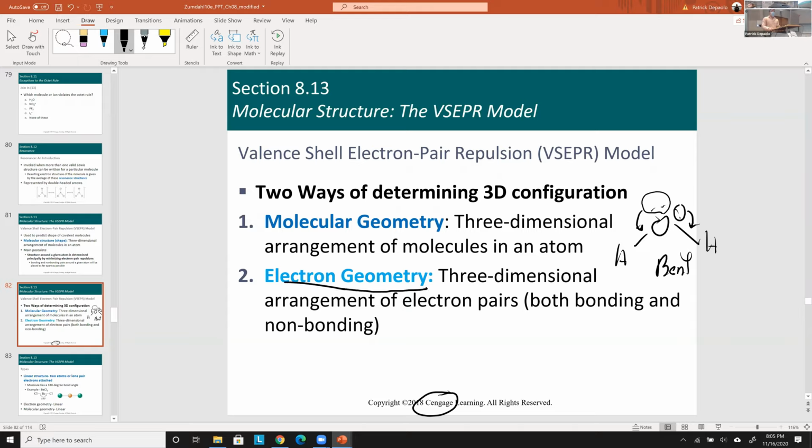which is called electron geometry. The electron geometry is the three-dimensional arrangement of electron pairs, and this corresponds to both bonding and non-bonding electron pairs. We look at them indiscriminately. So, for example, for water, it won't be bent anymore, because water has technically 4 electron pairs. It has 2 that are bonded and 2 that are not bonded. We can consider all of them to be equals here.